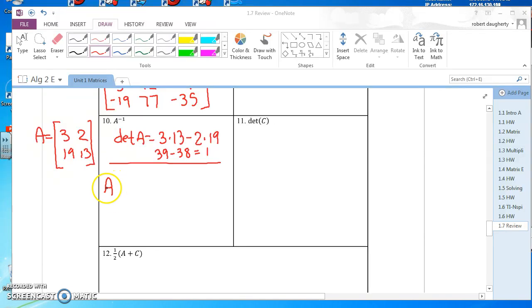Therefore, A inverse is going to be 1 over the determinant, so that's just 1, and then the adjugate matrix. So [13, negative 2; negative 19, 3]. So that is your inverse, number 10.